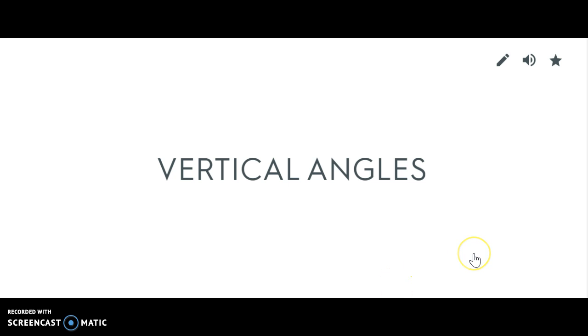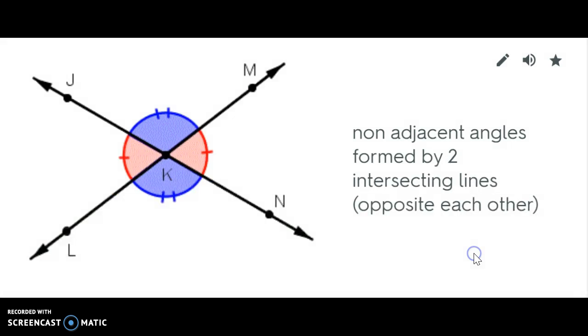The next thing we have is vertical angles. Vertical angles is a relationship you'll see a lot in geometry. And vertical angles are non-adjacent angles formed by two intersecting lines. They're opposite each other. So this top angle is vertical with this bottom one. They're both blue. And if you notice, they have two tick marks because that means those angles are equal. Just like the red angles, the left angle is equal to the angle on the right. Those are vertical angles and they are equal. So vertical angles are top, bottom, left, right, and they are equal to each other.